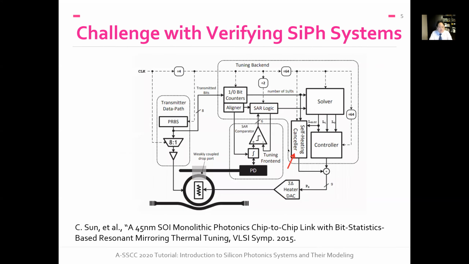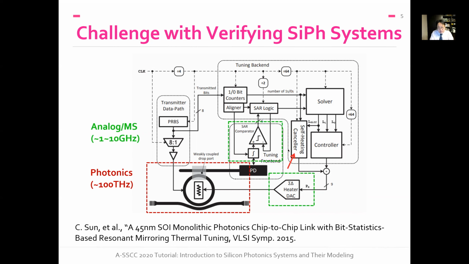So what's the big deal about silicon photonics systems? What's the difficulty or challenge in designing or verifying these systems? Well, the first difficulty starts with the photonic components. It's not just that photonic components are a little different from the other electrical components within the chip. It's the signal that they propagate. It's extremely high frequency, like a few hundreds of terahertz. And that's not it. They have to interface with analog mixed signal circuits operating at tens of gigahertz.